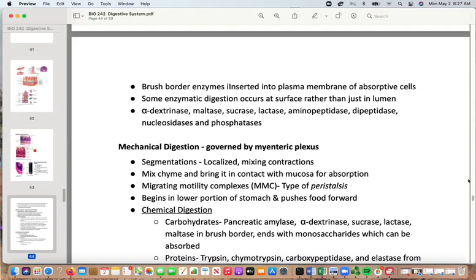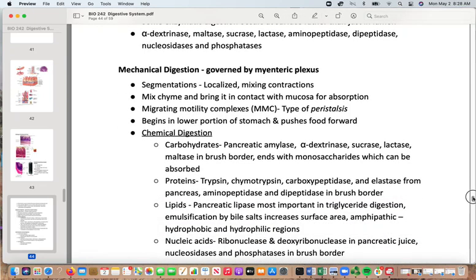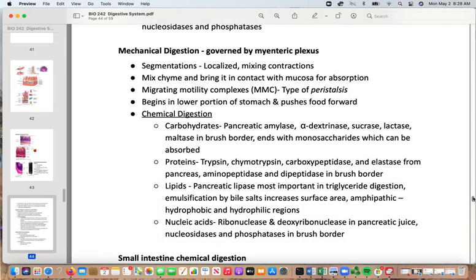So we still do have some mechanical digestion going on here. It's going to be governed by the myenteric plexus. So with the segmentation, it's going to help with localized mixing contractions. It mixes the chyme and brings it into contact with the mucosa. You have migrating motility complexes that are going to be a type of peristalsis. They'll begin in the lower portion of the stomach and push things forward.